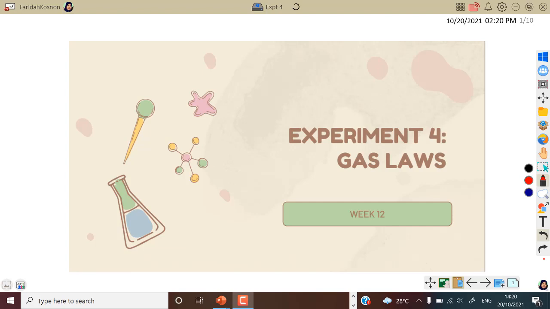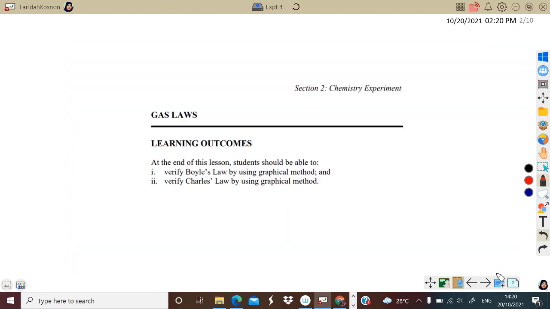So this experiment is related to chapter 5, subtopic 5.1, gas. These are the learning outcomes for the experiment. At the end of this lesson, students should be able to verify Boyle's law by using graphical method and verify Charles' law by using graphical method also. You can see there are two parts in this experiment. You may refer to the procedure attached in the Google Classroom.